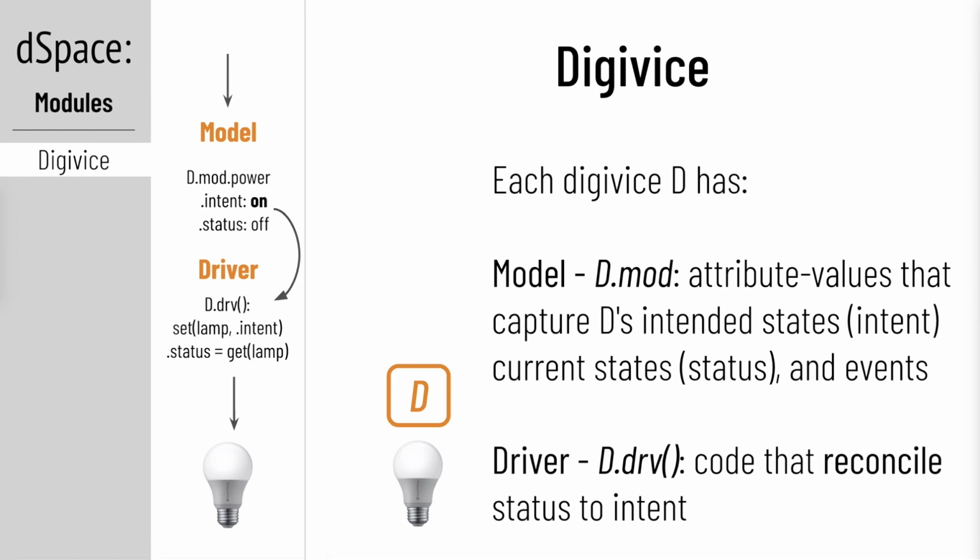For example, one can set the intent of the lamp's power to be on, and then the lamp digivice driver will configure the physical lamp to turn it on. Once done, the driver updates the model to reflect the new lamp states. As we will see next, digivice as an abstraction is flexible in the sense that it can configure both physical devices, aggregates of devices, or virtual devices.